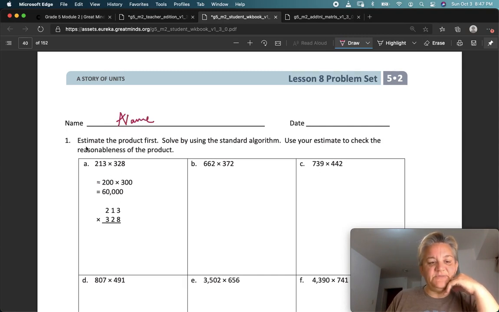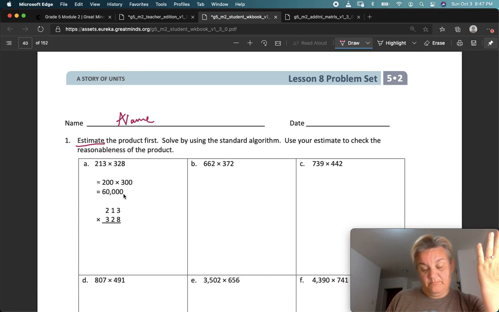Okay, so first we're going to estimate, right? So that means we're going to use some rounding and find a number that seems reasonable and close for our answer. Then after we find the answer, we're going to see if it's similar, and if it is similar, then we can reasonably assume that we have the right answer. If it's completely different, then you may have done something wrong. So we're going to have to go back, okay?